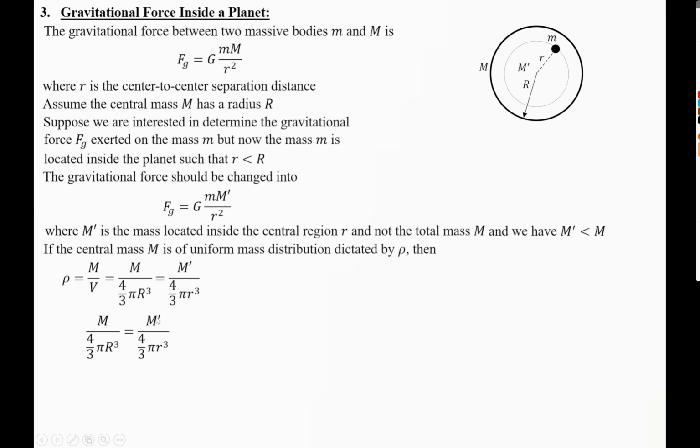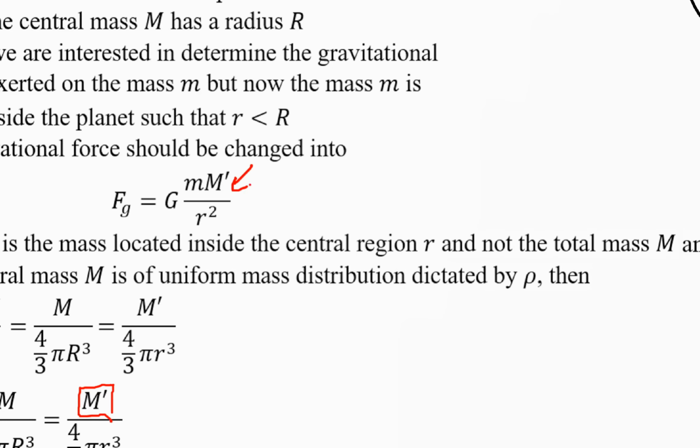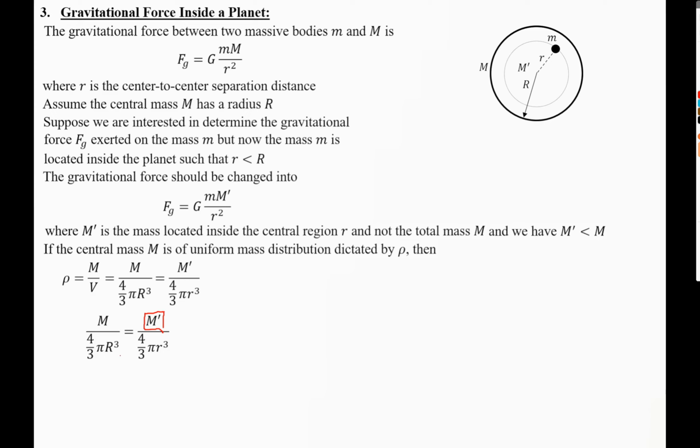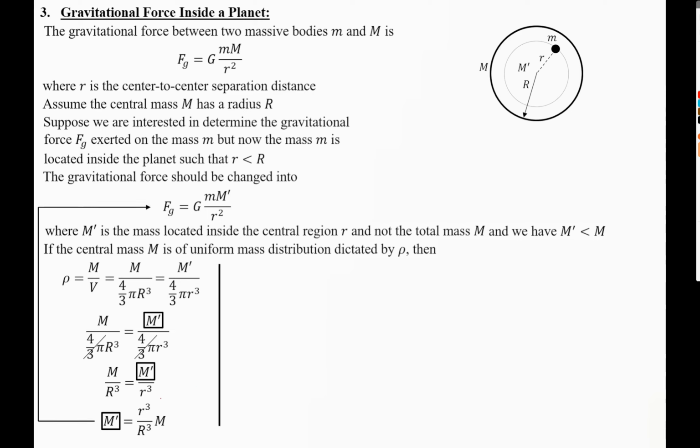And here in this case, we're interested in searching for m prime, because m prime is needed to be replaced here. Now 4/3 pi cancel, and okay, we can isolate for m prime. Now m prime can be written as r cube over capital R cube multiplied by m, and this can be replaced in the initial relation that we have.